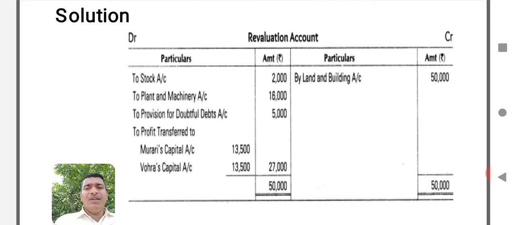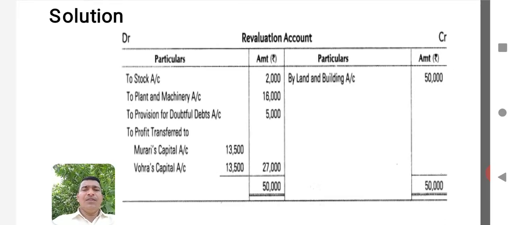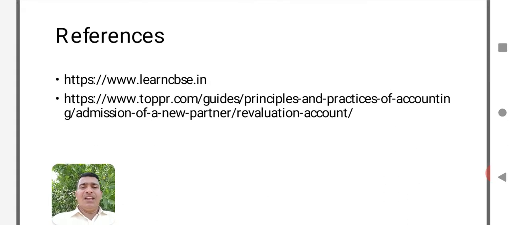Now whatever may be the profit or loss, you have to derive it. First you have to make the total. In the credit side the total is 50,000. The same value will come as the total in the debit side. The balancing figure will be 27,000. This 27,000 will be distributed among the old partners in their old profit sharing ratio. In the sense, it is an equal profit sharing ratio. So each partner's capital account gets 13,500. This is how we prepare the revaluation account. Here I will end the discussion.